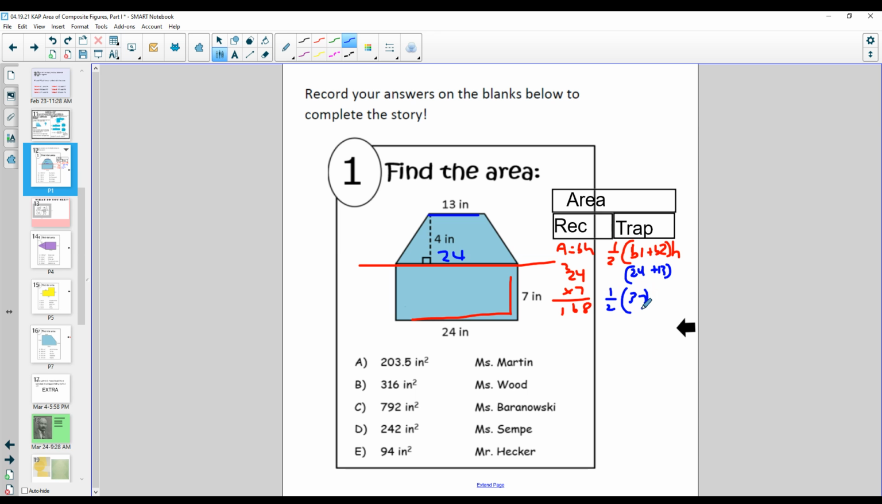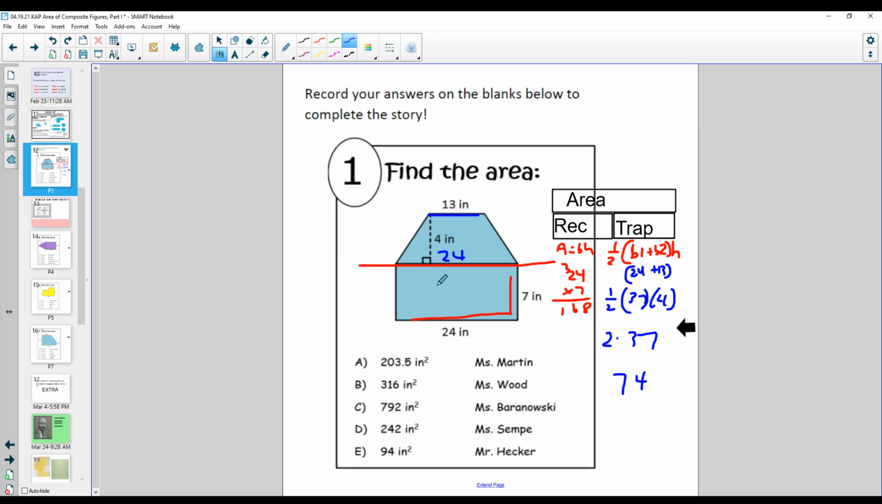The height of this is 4. So we could do 37 times 4, cut it in half. You could do half of 37 times 4, or half of the 4, which is 2, times 37. That would be, I believe, 74.